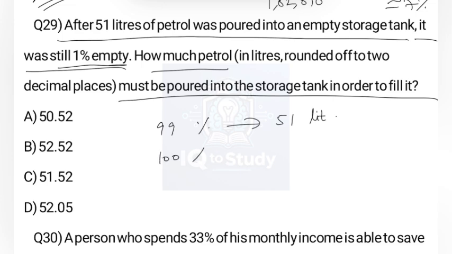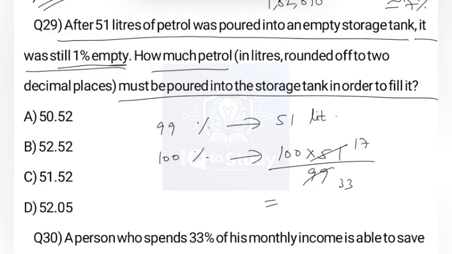So 100% is equal to 100 into 51 by 99, which is equal to 51.5151, approximately equal to 51.52.